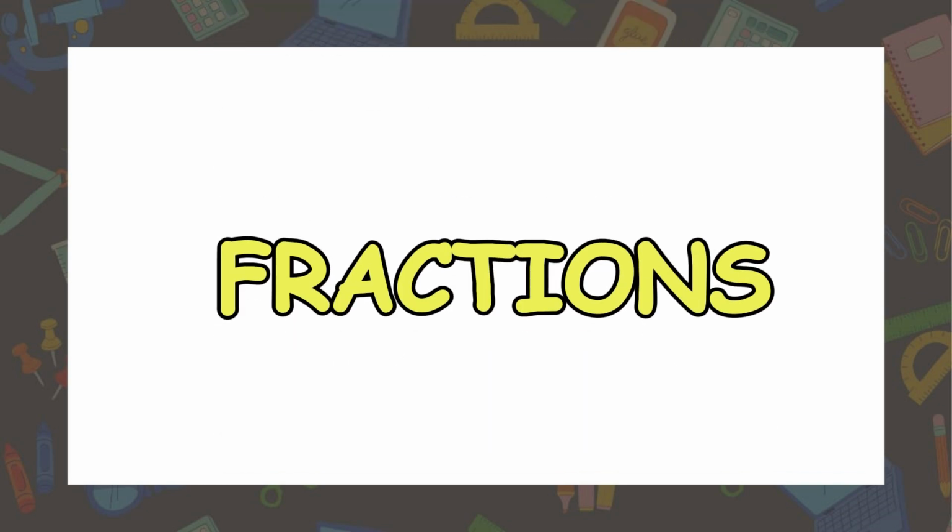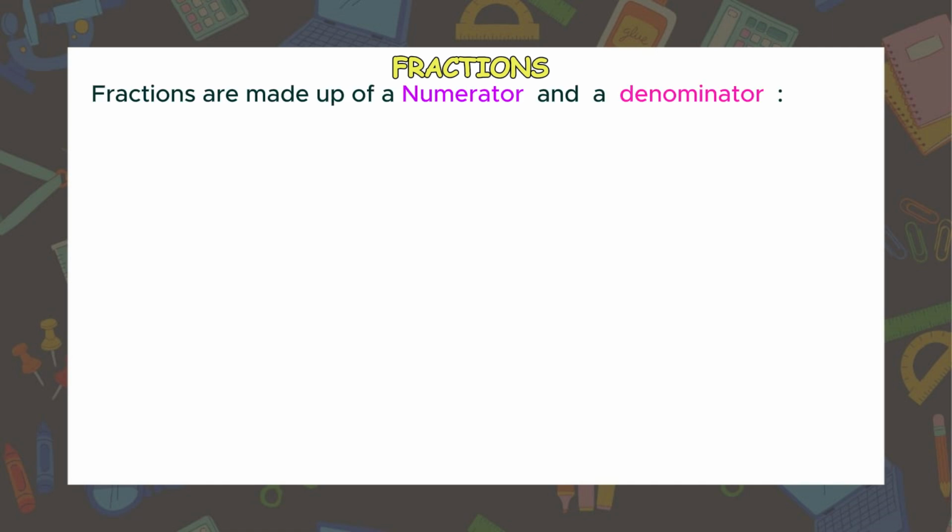In today's teaching, we'll be looking at fractions. In fractions, we have a numerator and a denominator. What do I mean by that? For example, when we have A over B, this is a fraction. So this is the numerator, and this one is the denominator. So we have a numerator and a denominator to give a fraction.